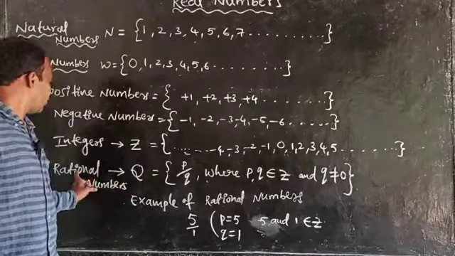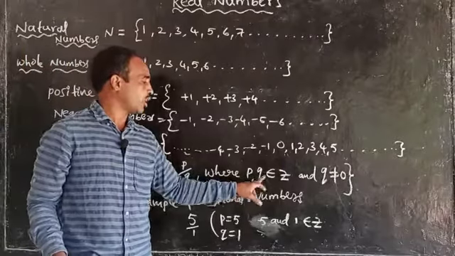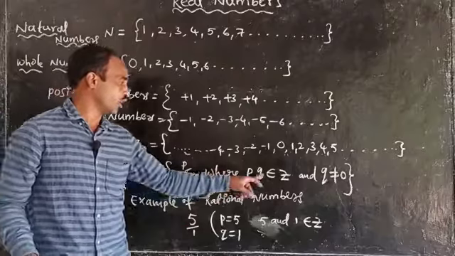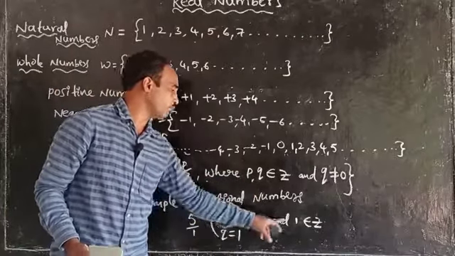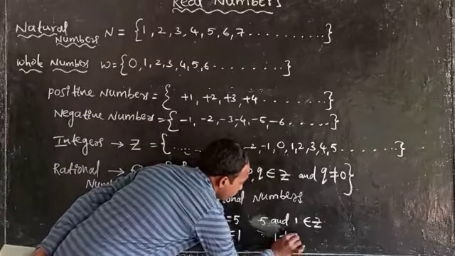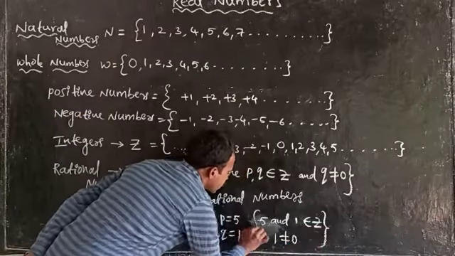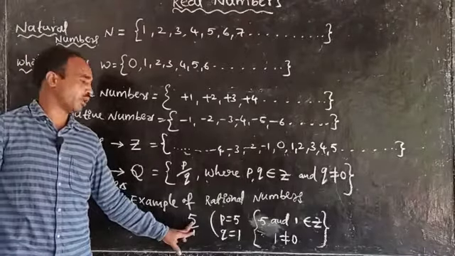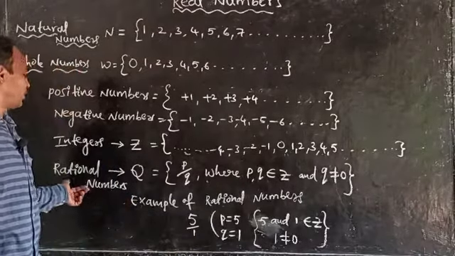What is the rule of rational numbers? P comma Q belongs to Z. P means 5, Q means 1, so they belong to Z. 5 and 1 belong to Z, and Q is not equal to 0, and 1 is not equal to 0. We know already, so this condition is satisfied by this number. So 5 by 1 is an example of rational numbers.